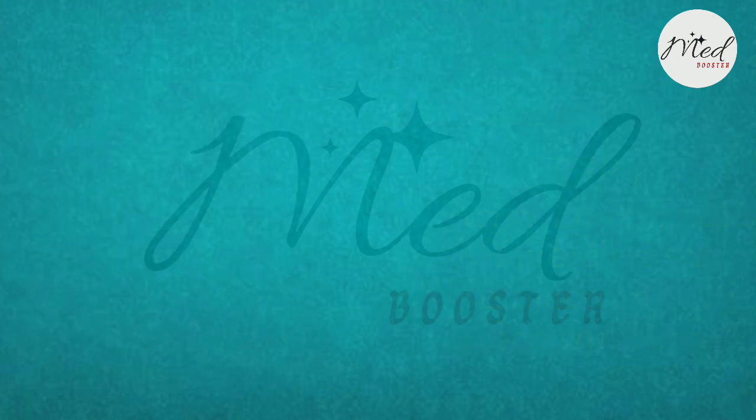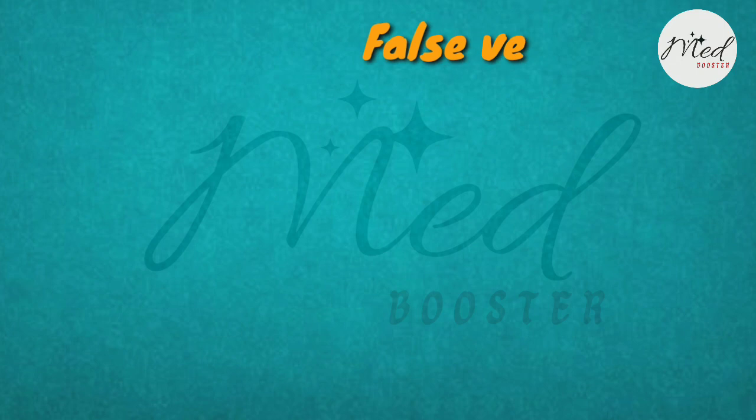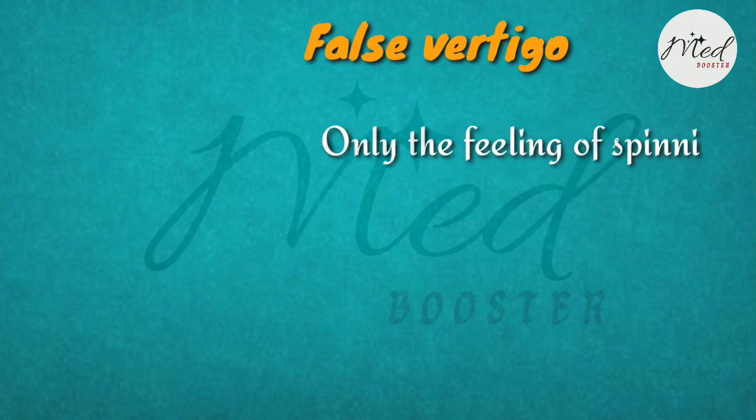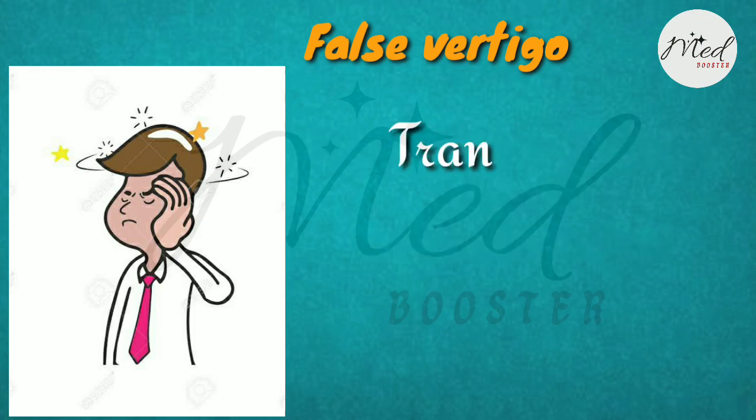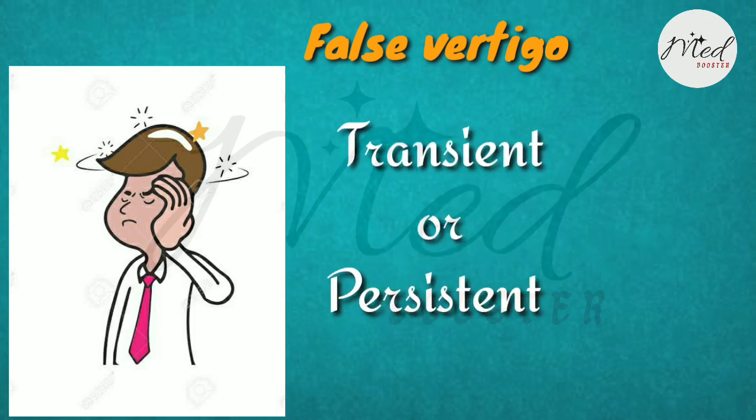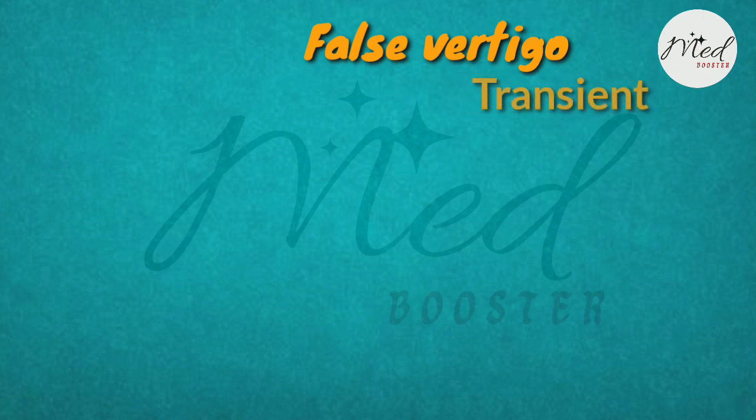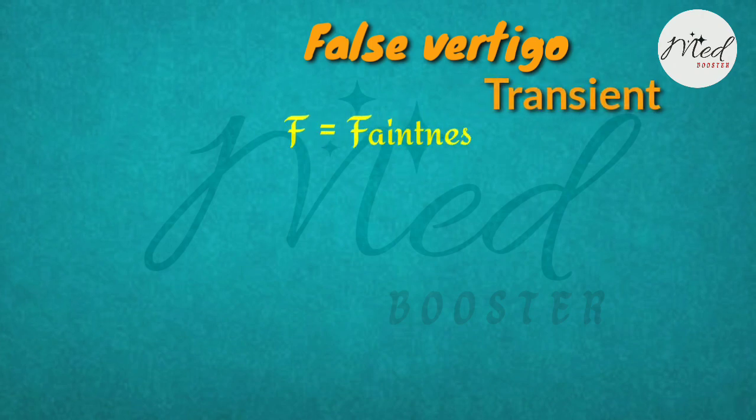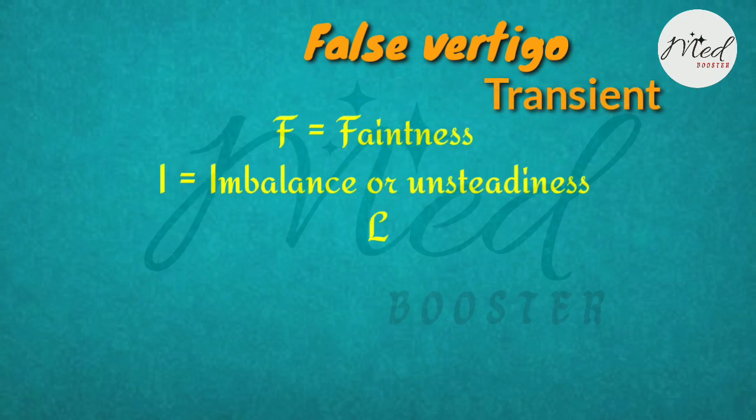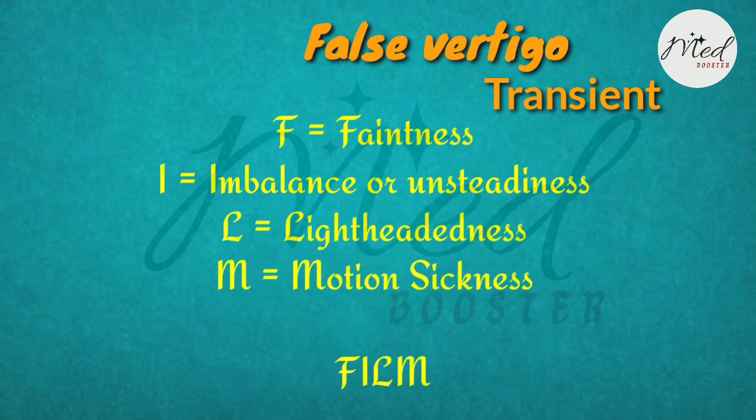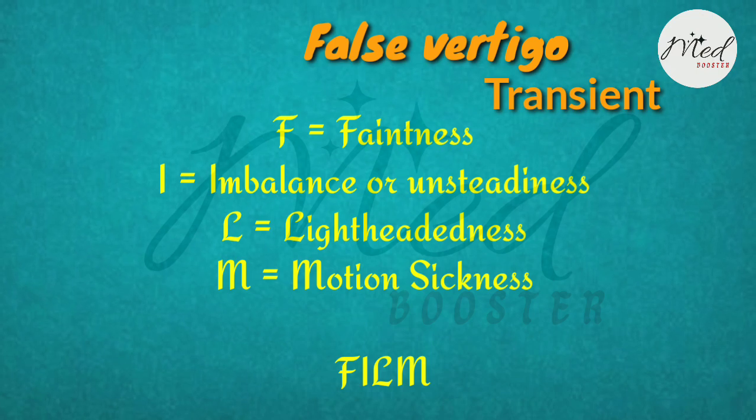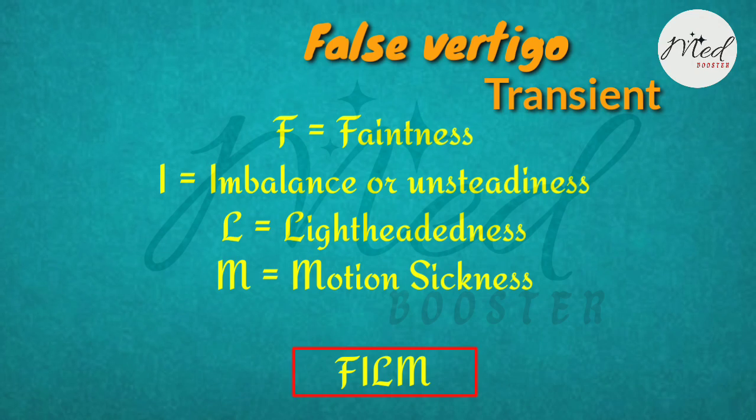Now moving on to false vertigo, which is only the feeling of spinning within self, not the surroundings. It may be transient or persistent. Transient causes are faintness, imbalance or unsteadiness, lightheadedness, and motion intolerance or motion sickness. Together we can remember them by the mnemonic FEEL.